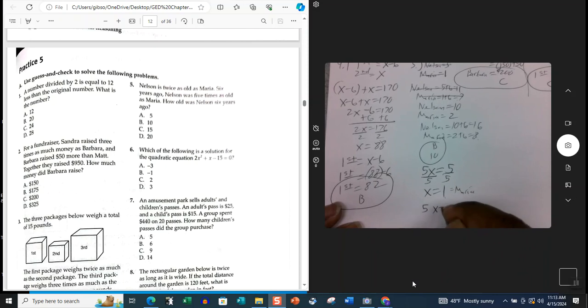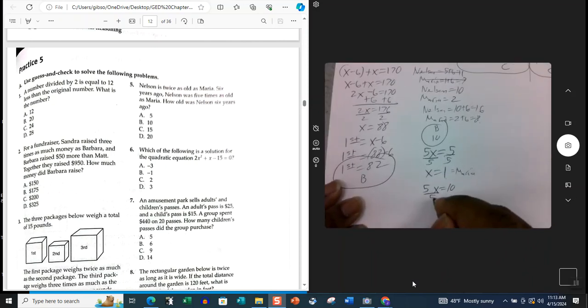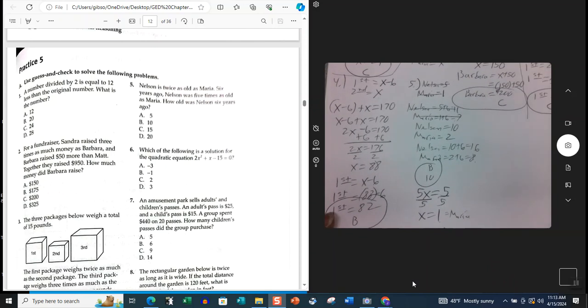We would do 5x equals 10, because remember, we're going 6 years ago. We divide each side by 5 and x is 2. So that means Maria is 2 while Nelson is 10, which we did up here. Nelson is 10, Maria is 2. And then we would add the 6 years on to both ages and find out that they work. So the answer is B.